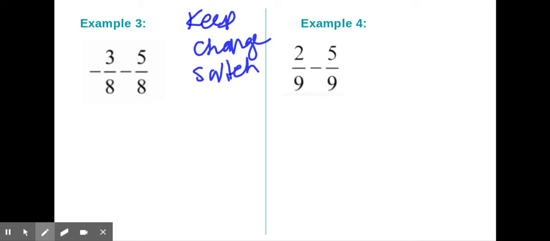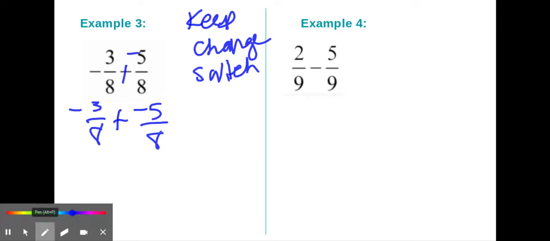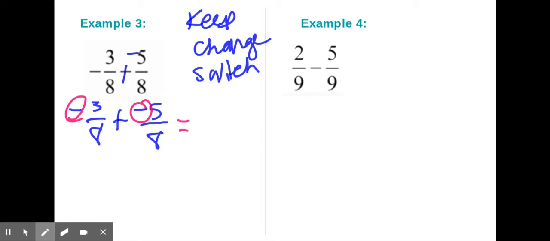So if we take a look, we have -3/8 minus 5/8. We're going to take -3/8, change the minus to a plus, and then 5/8 was positive, so we need to make that negative. Now we're working with -3/8 plus -5/8. We can see that both of the signs are the same. Since both of the signs are the same and we're following the addition rules, our final answer is going to be negative.